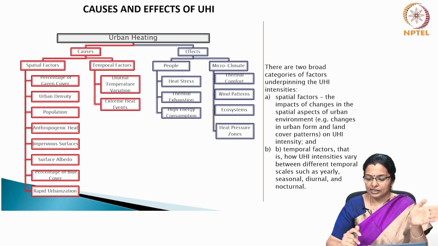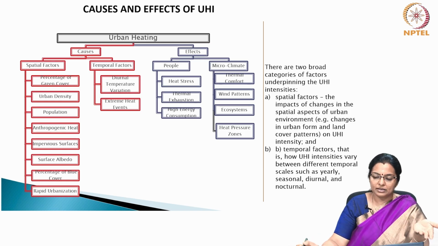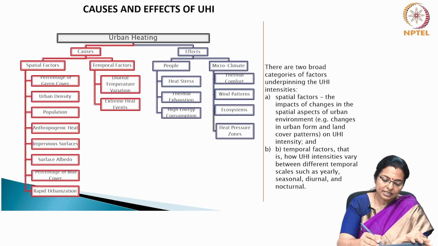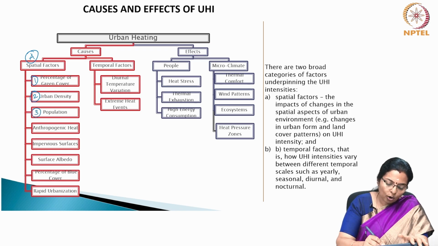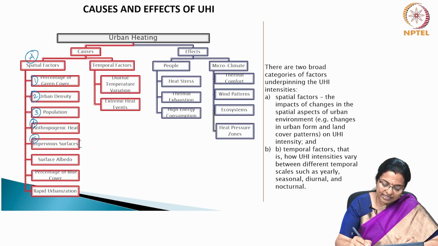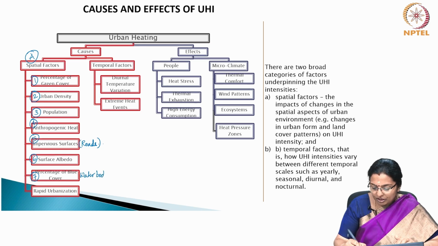So there are various causes. The causes can be spatial, and spatial causes include percentage of green cover, the urban density, how much is the built up area per acre, the population, how many people reside in an acre, the anthropogenic heat, impervious surfaces such as, say, roads, asphalt roads, surface albedo, percentage of blue cover, water bodies which absorb a lot of heat, and rapid urbanization or pace of urbanization. These are the spatial factors.